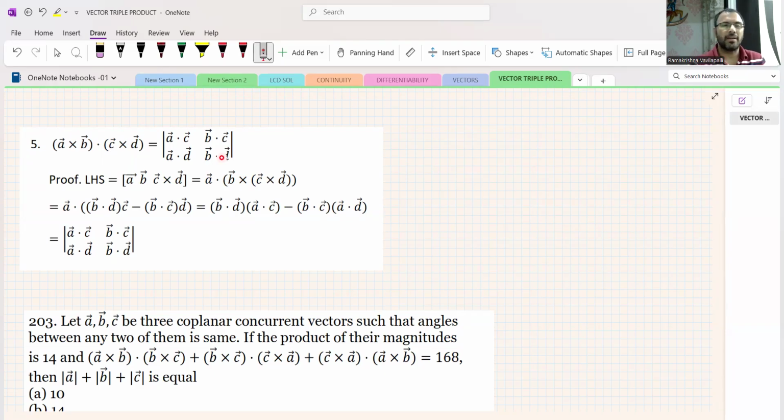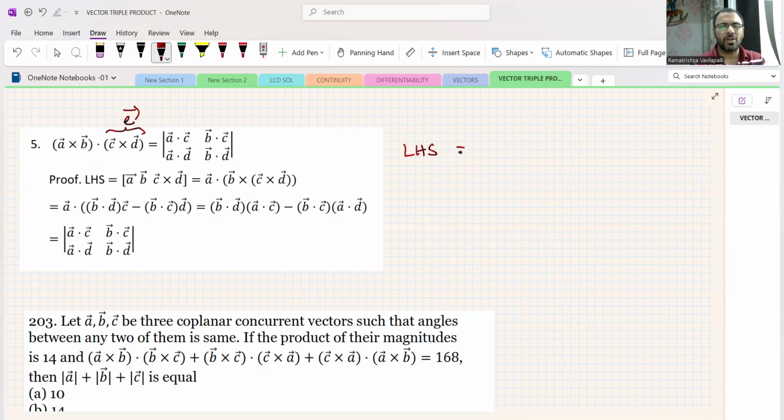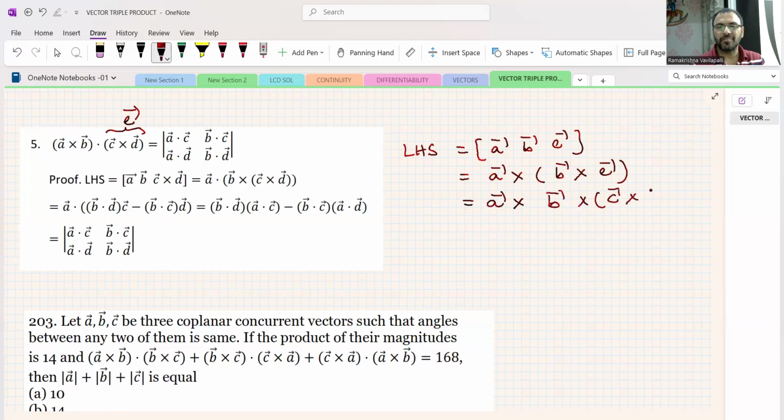How to do that? Very simple, very, very simple. Assume that this is equal to some E bar vector, isn't it? So that LHS is equal to the box of A bar, B bar, and E bar vector. So I can write this as A bar cross B bar dot E bar vector. Therefore, I can write A bar cross B bar dot C cross D. Isn't it? Now putting brackets here.